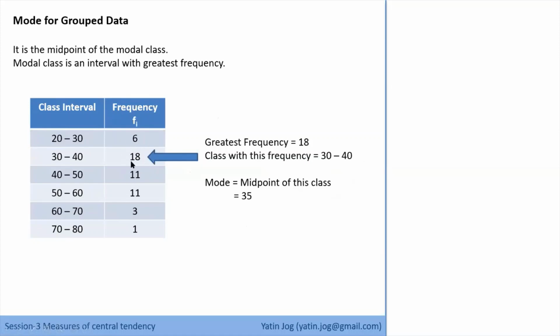When I say 18 is the highest frequency, that means I have 18 observations which are between 30 to 40. So the chances of repetitions are more among these 18 values. Considering that my modal class is 30 to 40, the class midpoint of my modal class is 35. So the mode of this grouped data becomes 35.